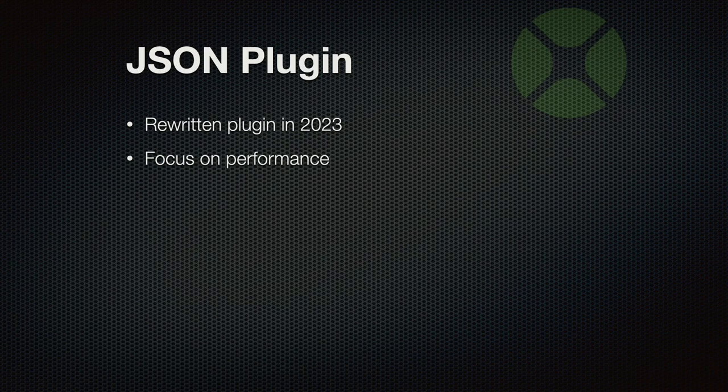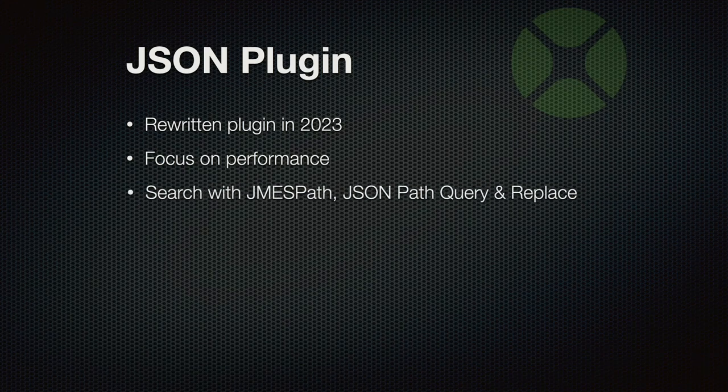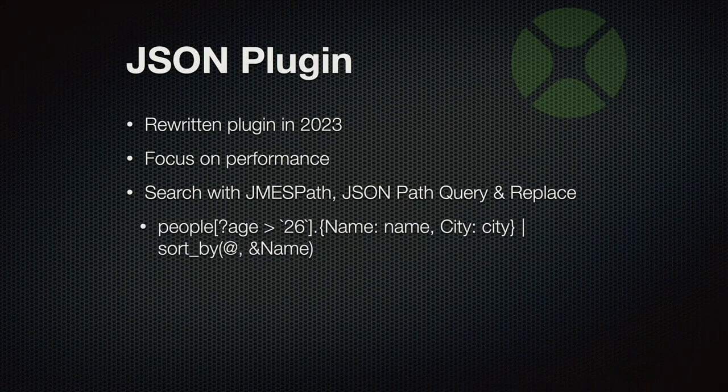So it must be faster and have some additional features like searching with JMESPath or with query and replace. So you can do search and replace in a string. Let's say we have an example here. You have a JSON object with a field people, and that has an array with several records of people. And you can ask the plugin to find you certain records, like here, age is more than 26.